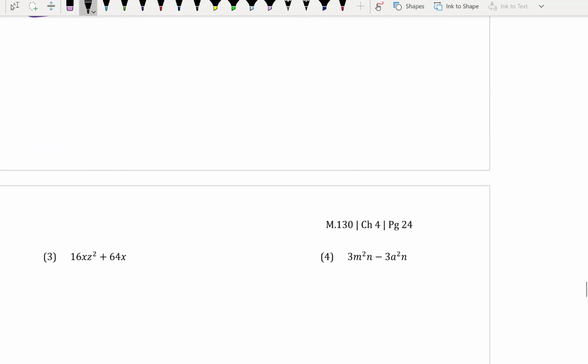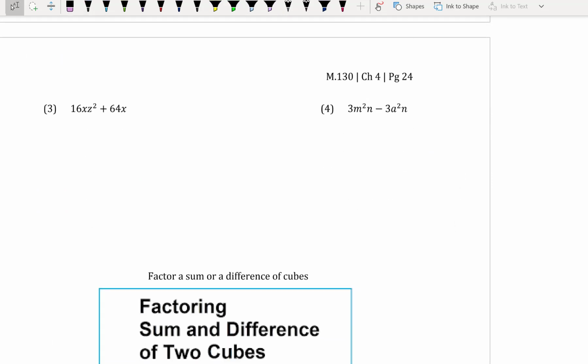Okay. So for number 3, I'm looking at this and I'm like, okay, first of all, it's not a subtraction, so it can't be a difference of squares. Also, I see a 16 and a 64 as my coefficients. So if I'm just looking at the coefficients, I can definitely see that there's going to be a greatest common factor. I know that 4 can definitely go into both of them. And even bigger, 16 can. So 16 is going to be part of my GCF.